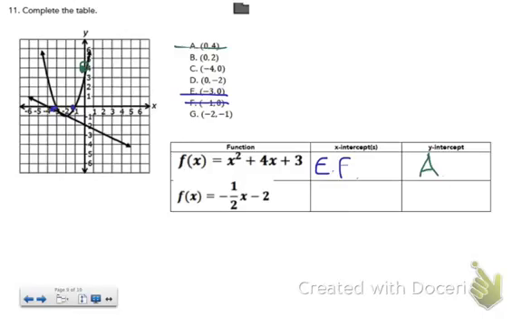Now the line has an x-intercept at negative 4, so that would be C, (negative 4, 0). Okay, and then a y-intercept of negative 2, so that would be D, (0, negative 2). So remember, a y-intercept has a 0 for the x-coordinate, and an x-intercept has a 0 for the y-coordinate. And that's it.